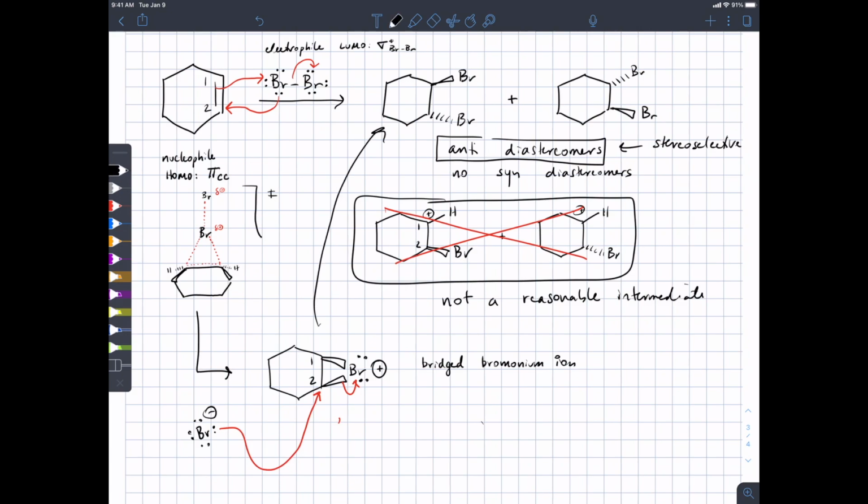Of course, if the Br attacked carbon 1, we would get the other enantiomer. There are some stereochemical issues here that we can talk about next time, but notice that the bromonium ion is meso. Those two carbons are identical, and if we attack either one, we get these two enantiomers. Okay, that's a good place to stop. I will see you next time.